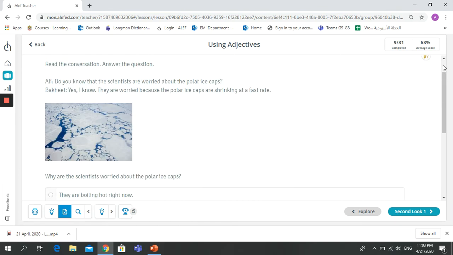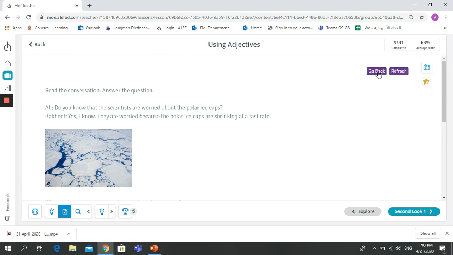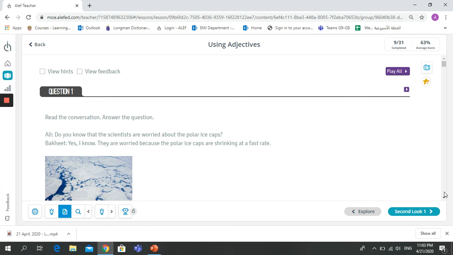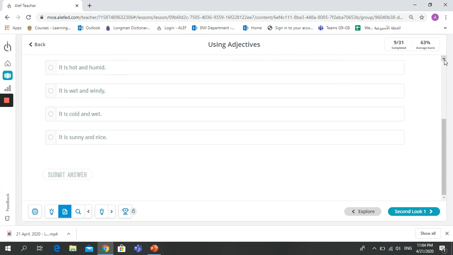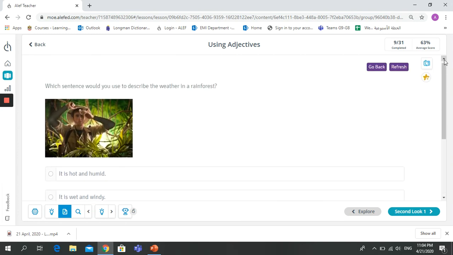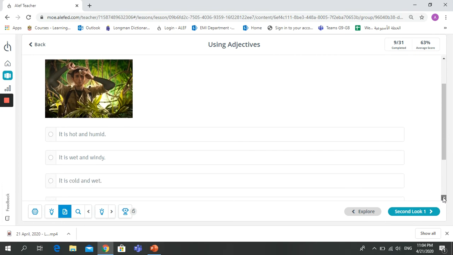Let's go to the second question. Let's read the question carefully and think about the answer. Which sentence would you use to describe the weather in a rainforest? Look at the rainforest. There is a lot of rain falling down every year, and there are a lot of lush areas, green areas, a lot of plants and trees. How do you describe the weather? So we need adjectives.